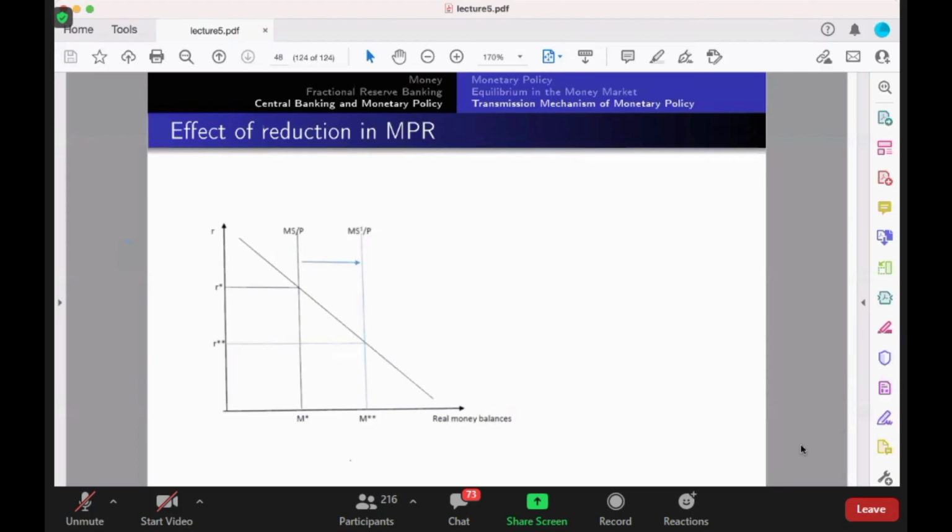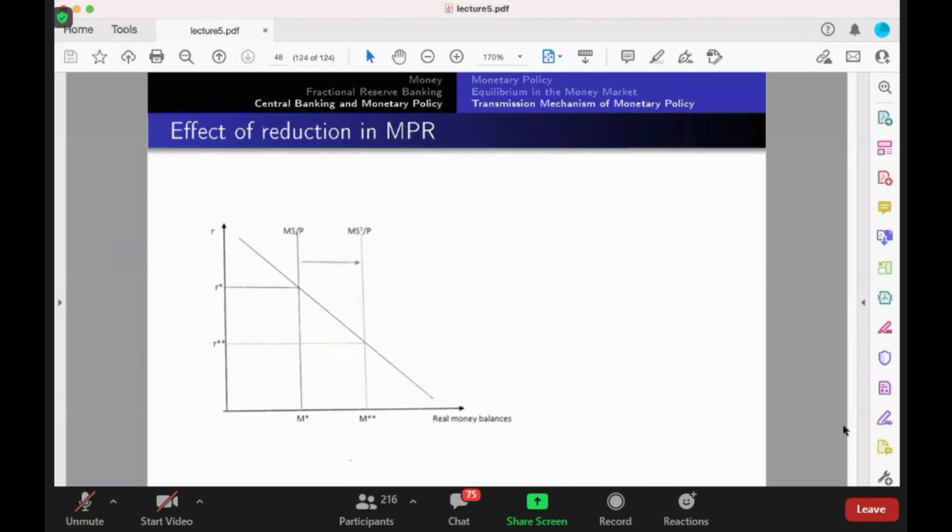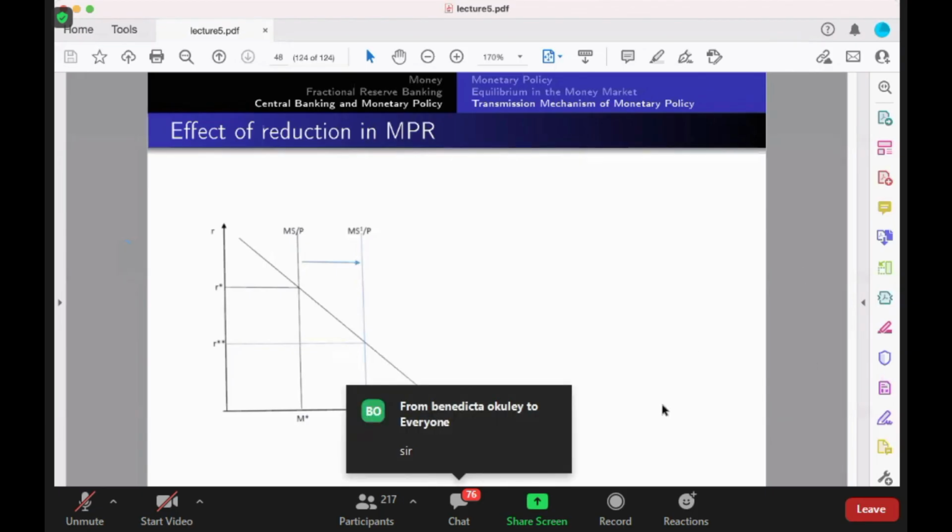Any more questions before we wrap up? Any last question before we wrap up? Sir, please, any updates on the IE? Okay, I don't have any update yet. So hopefully by next week we should get an update. I'll give you an update hopefully by next week. All right. Okay, so if there's no more question, I think we can end here.